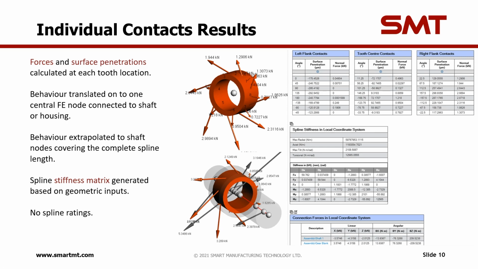As with a couple of the other methods we've looked at, the behavior is translated onto one central FE node, which is then connected to the shaft or the housing. But then when we're actually extrapolating, or when we're actually getting that in more detail, that behavior from the one node is extrapolated to all of the shaft nodes, covering the complete spline length.